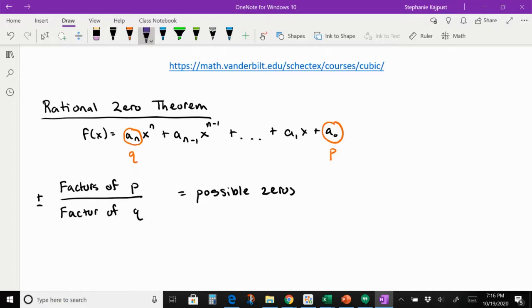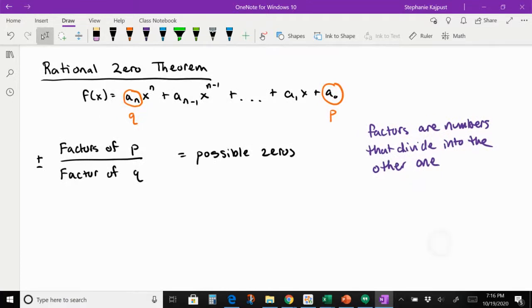Now, just as a reminder, factors are numbers that divide into the other one, I guess. I don't know what phrase to read it. So a factor of 4 is a number that divides into 4. So you're writing down all the numbers that you can divide into the number that you have. All the numbers that divide into whatever P is, all the numbers that divide into what Q is. And then that gives your list of possible zeros.